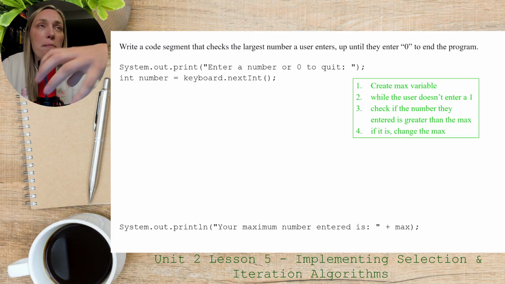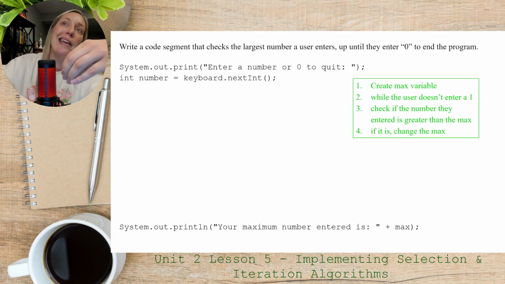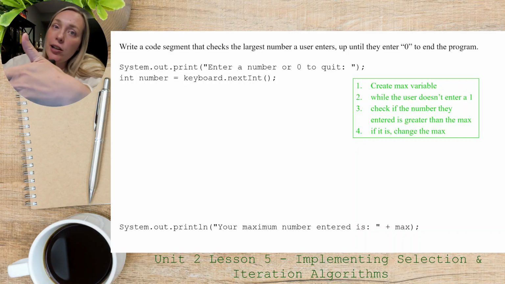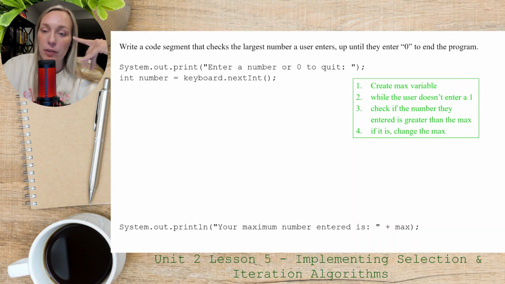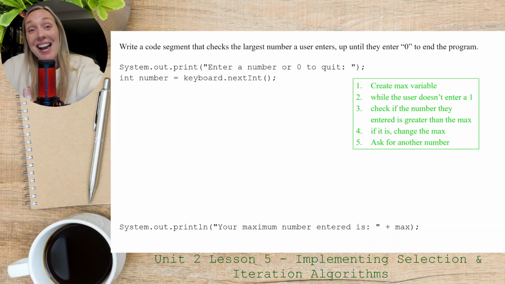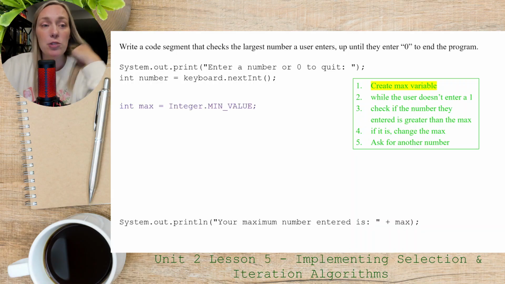So if our max is currently 10 and the user enters a 20, well, hey, they entered a number larger than what we currently have. Let's change the max to 20 and keep going, right? And then at the end, we want to ask for another number. We want to keep asking for a number as long as they don't enter a 0. So here's what we're going to do.